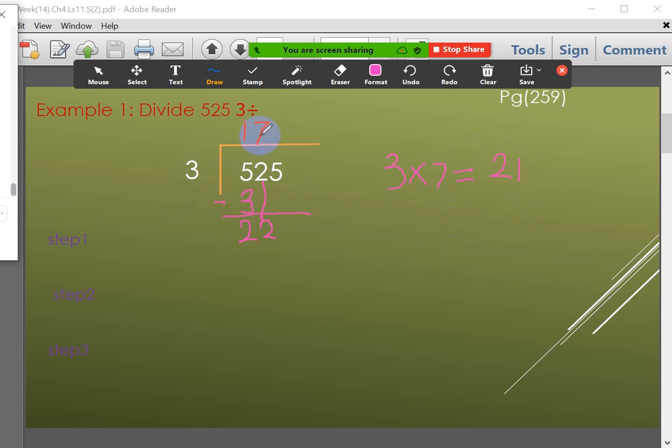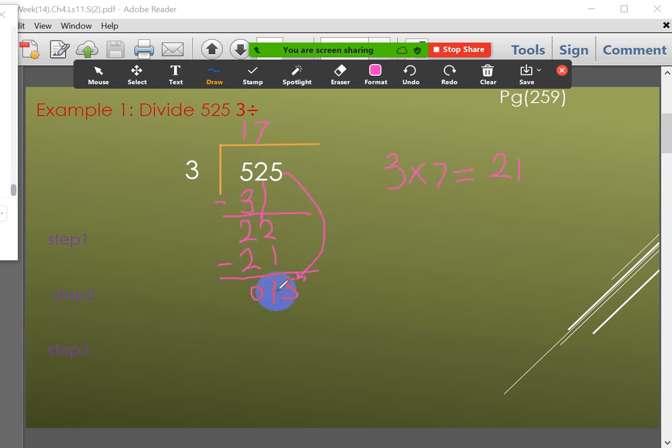That means the answer for this division is 7 in the tens digit. Now I will multiply 7 with 3. 7 times 3 equals what? Equals 21. Now, after that, I have to subtract 21 from 22. Now, 2 minus 1 equals 1. 2 minus 2 equals 0. We finished the tens digit. Now, what about the ones? I will take the ones and put it next to the 1.